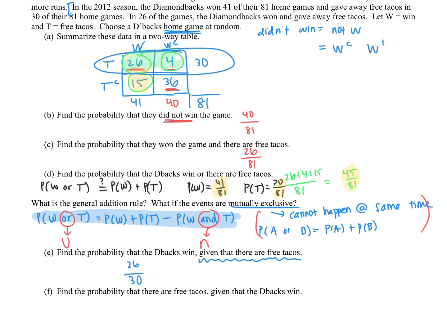Then in F, find the probability that there are free tacos given the Diamondbacks win. So this time, we only care about the Diamondbacks won. If we look at the games where they won, there were 41 games where they won. And out of those 41, how often did they give out free tacos? 26 times.